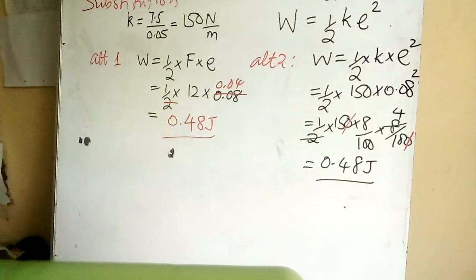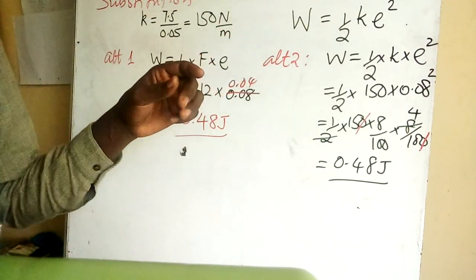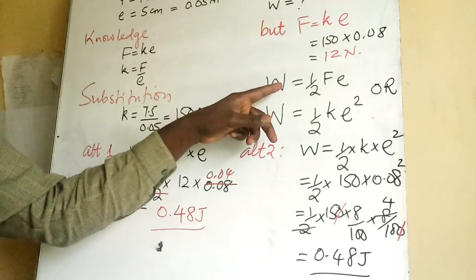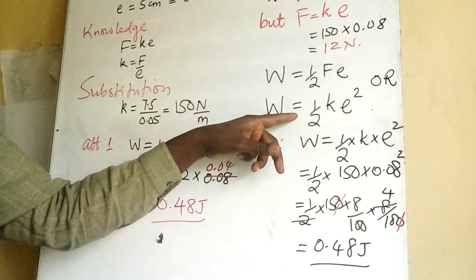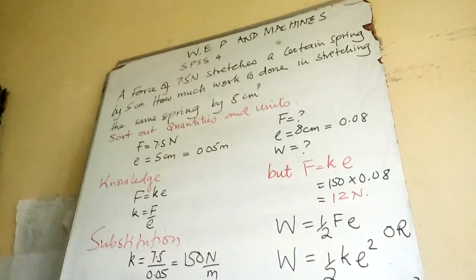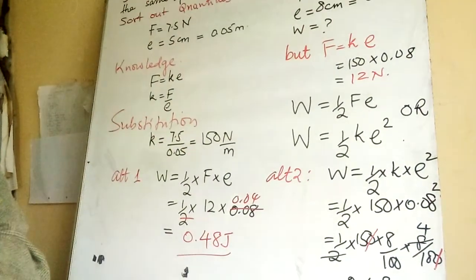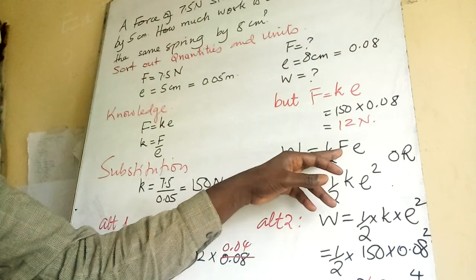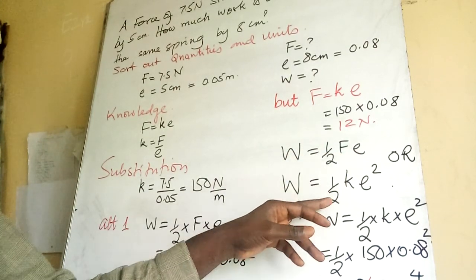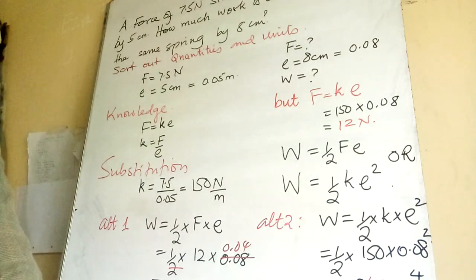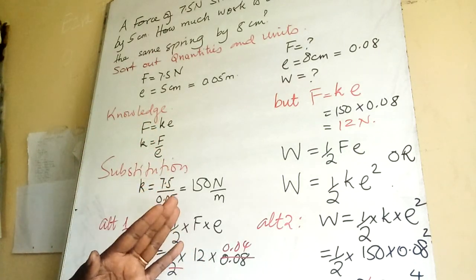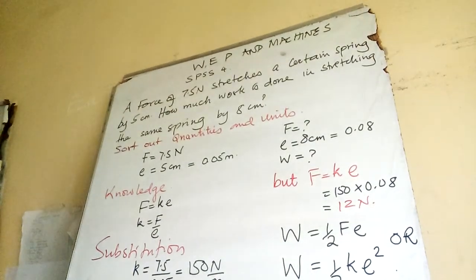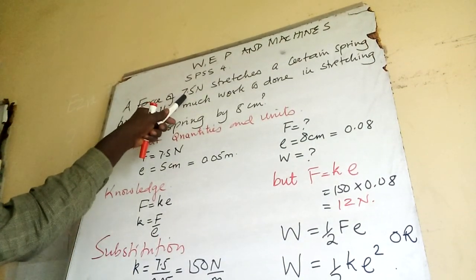So let us get that right, folks. From here, right here, we have work is equal to half Fe, and work is equal to half Ke squared. Okay, so again I focus a bit the camera. I hope it is seen from there. The most important thing for you to note is that we had a force of 7.5 causing an extension of 5.